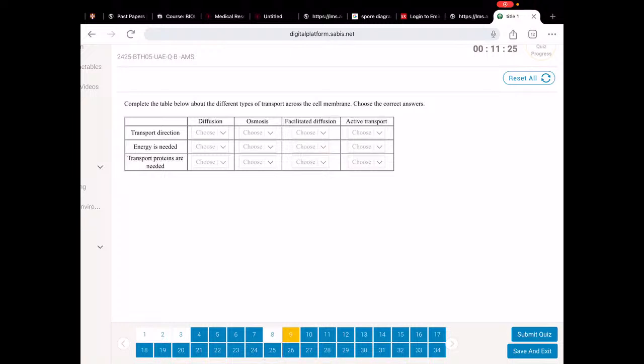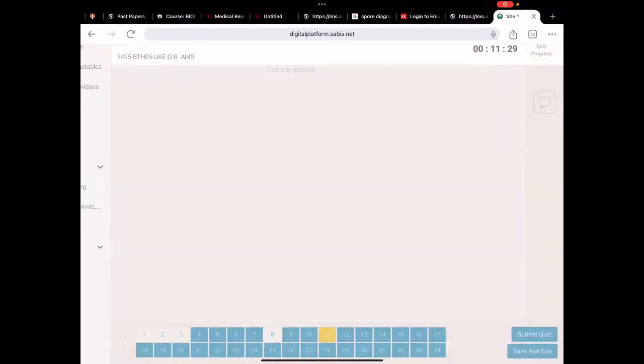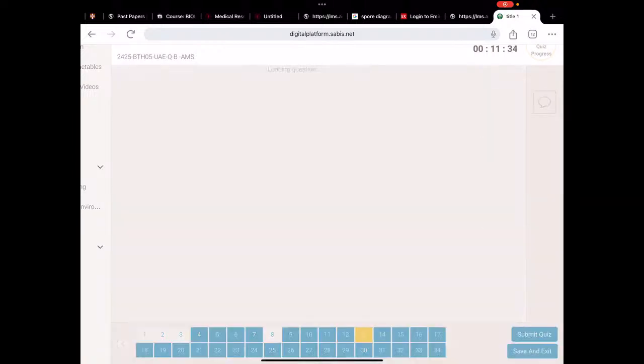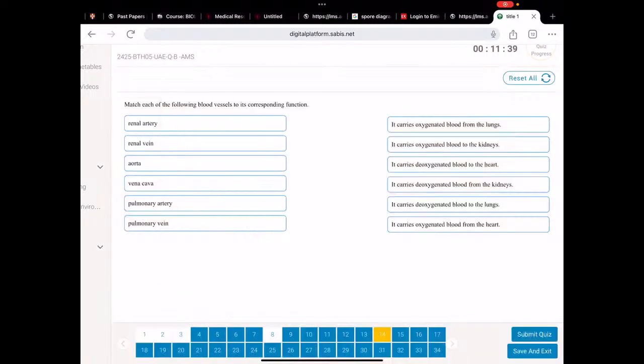Okay, those are also about the modes of transport. I'm just gonna skip them for now, okay? They're easier than the circulatory system, okay?